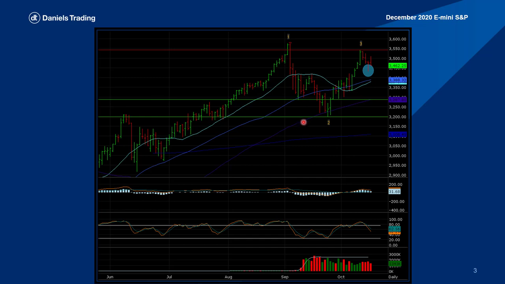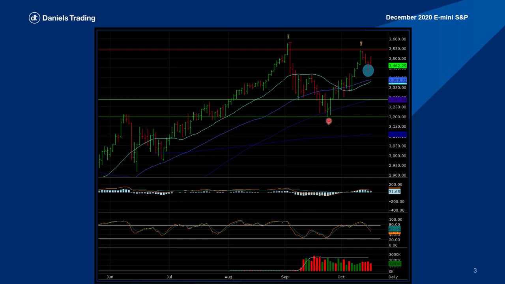Jumping right into our first chart, this is the December 2020 E-mini S&P. There's an active trade recommendation in this market right now. If you're following the Trade Spotlight, you should have that email in your inbox. Last week, I put out an order to sell the contract on a break of this low, that session low of the 15th of October. So that was Thursday's low at 3431.5.